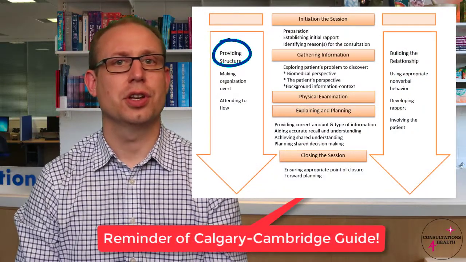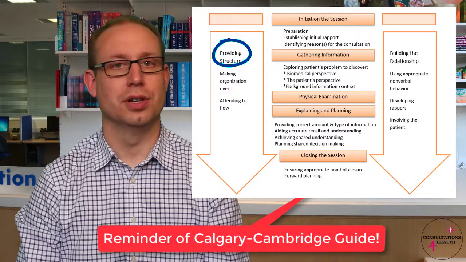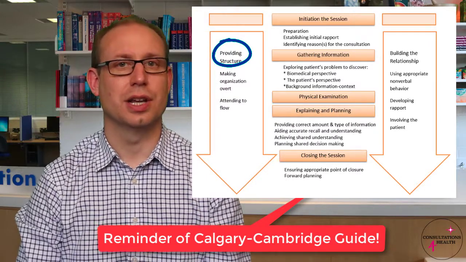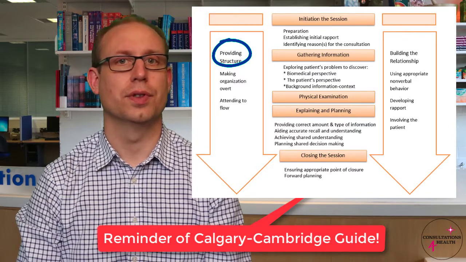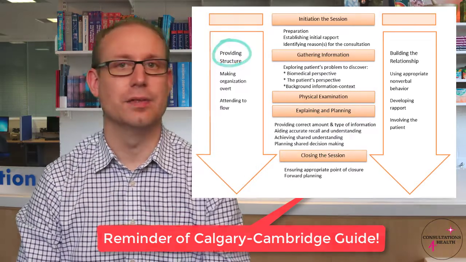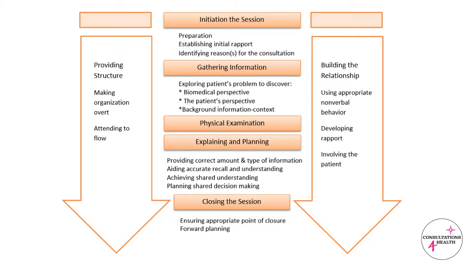Providing structure should occur throughout the whole consultation and not just sequentially. A structure running throughout is key to the different components of the consultation being effective. The categories of the Calgary-Cambridge consultation are initiating the session, gathering information, potentially including a physical examination, then explanation and planning before finally closing the session.